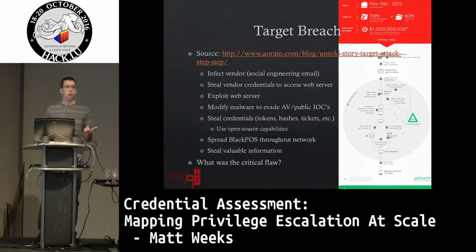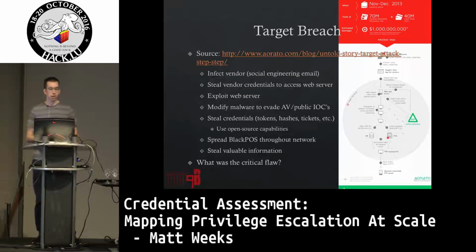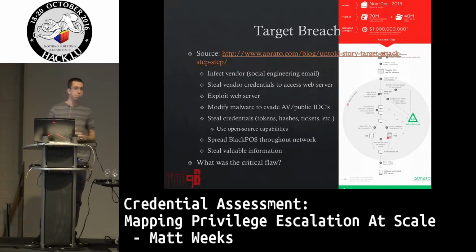That vendor was contracted to work at Target and had credentials, had legitimate access to a particular web server, which they were using to pass their information back to Target and get information from them. Having stolen those credentials from the vendor, the attackers were then able to use that access to exploit that web server.